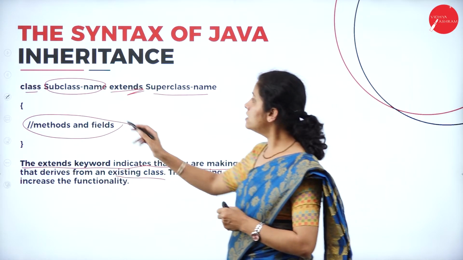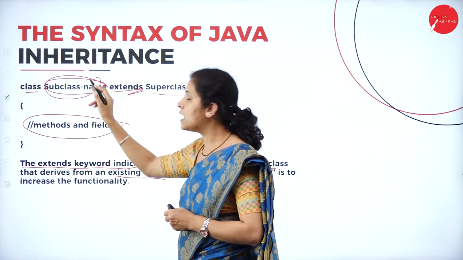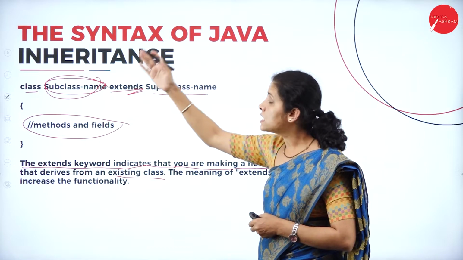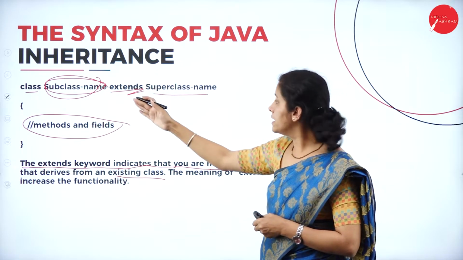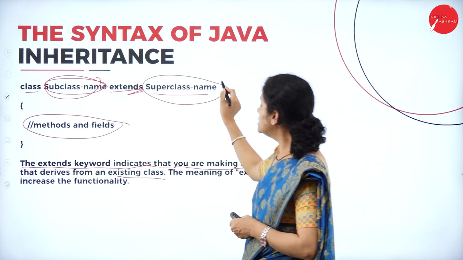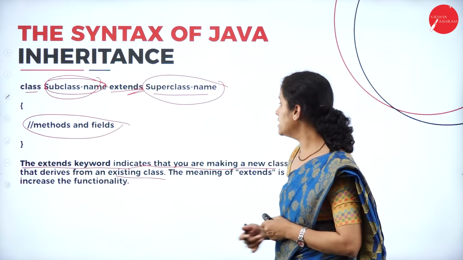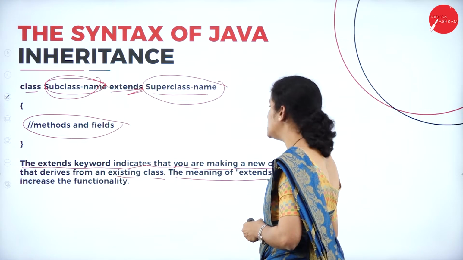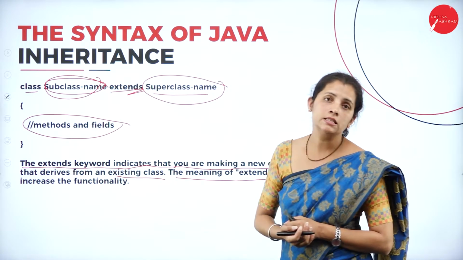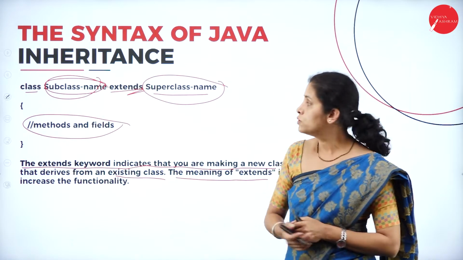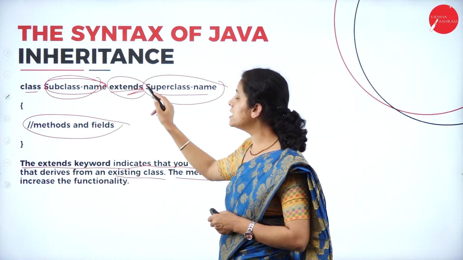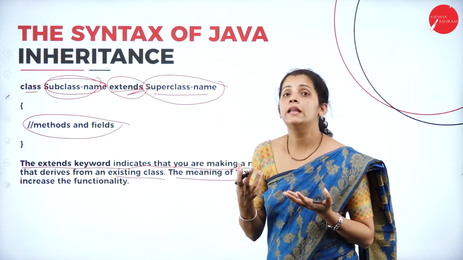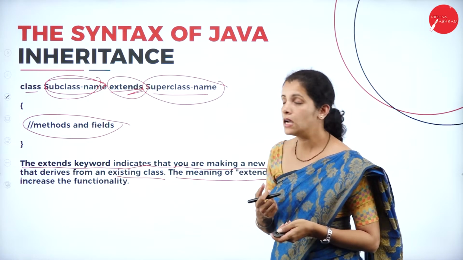So here I'm going to create a new class, and what is my new class name? That is the subclass name. And what is the existing class? That is nothing but the superclass. The meaning of extends is to increase the functionality. So what is the meaning of this keyword? Increase the functionality by inheriting different classes.